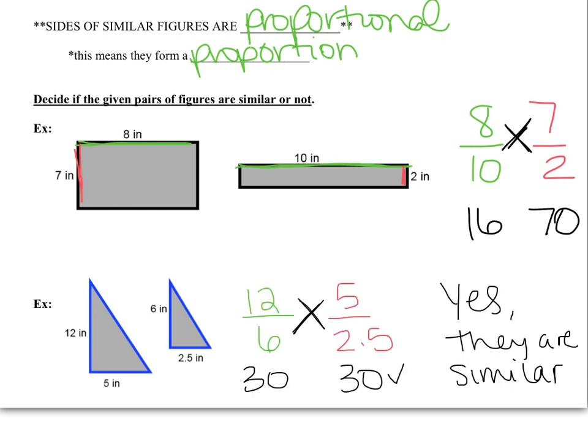So on this example right here, the first thing that I found was what side corresponds to 12. So 6 and 12 are corresponding, so I just put 12 on top, 6 on the bottom. Then I pulled from the same triangle as 12 to put that number on top. That was 5, which corresponded with 2.5. When I cross multiply, 5 times 6 is 30, 12 times 2.5 is 30. So they did form a proportion because their cross products are equal, so yes, they are similar triangles.